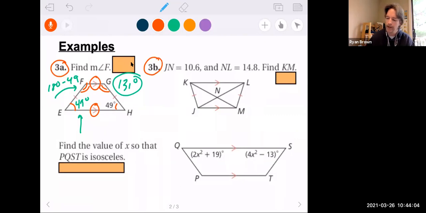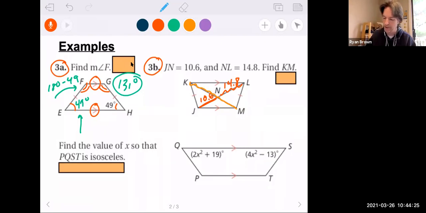Now, if I know JN is 10.6, and NL is 14.8, can I find KM? Well, that's kind of strange. KM is way over here. Huh. Well, it's like we kind of know parts of one diagonal. Can you find the other? Let's see what we got here.